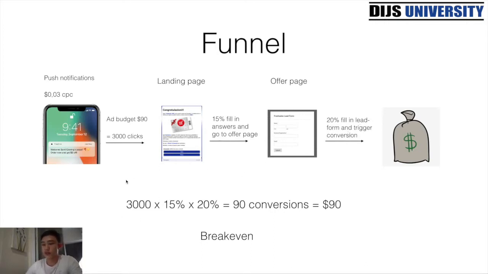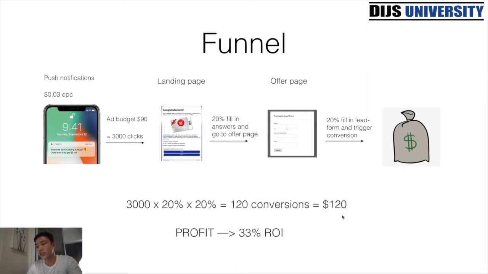So that would mean that from the 3,000 clicks you get 15% left after filling in the answers on the landing page, and then about 20% are left filling in the lead form and triggering a conversion. That would mean that you generated 90 conversions, and that would mean that you have $90 in revenue. So $90 in cost and $90 in revenue would mean that you got to break even.